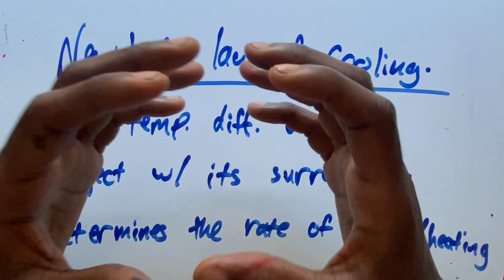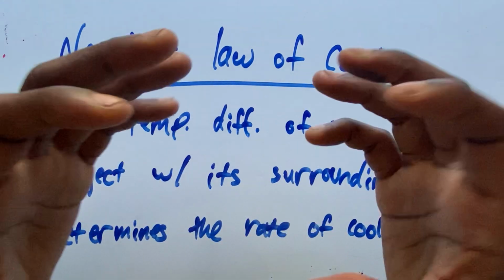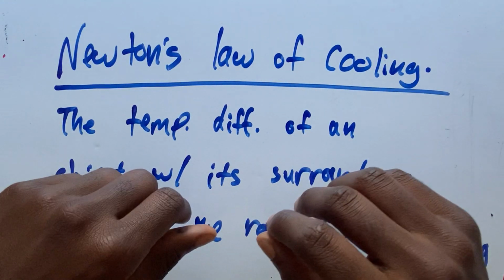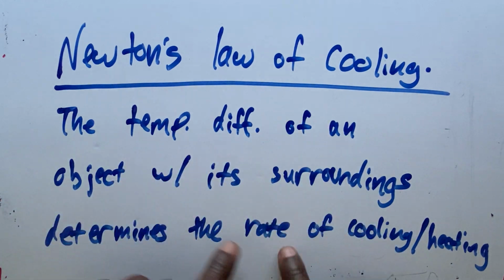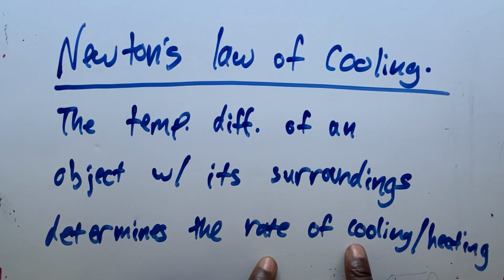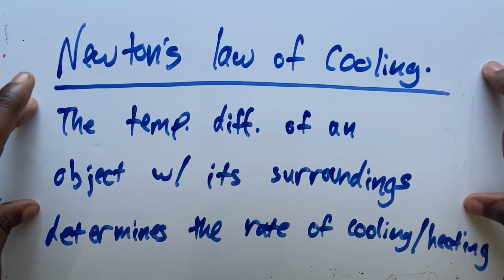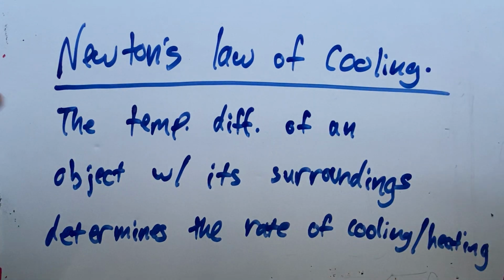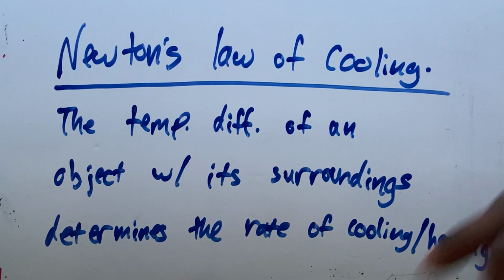Versus if I take that hot coffee and put it in the freezer, it's a greater temperature difference, and so the rate at which it's going to cool is a lot faster. I think that makes logical sense. So that's Newton's law of cooling: the temperature difference of an object with its surroundings determines the rate of cooling or heating.